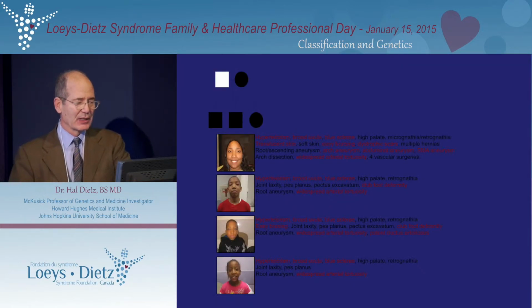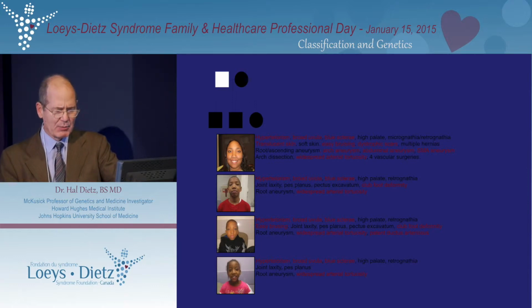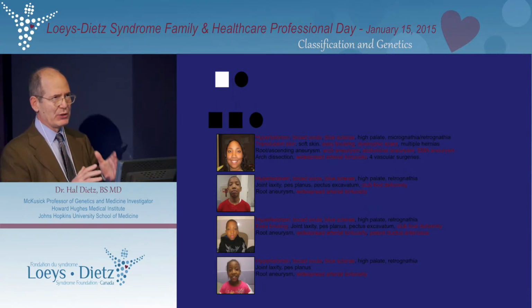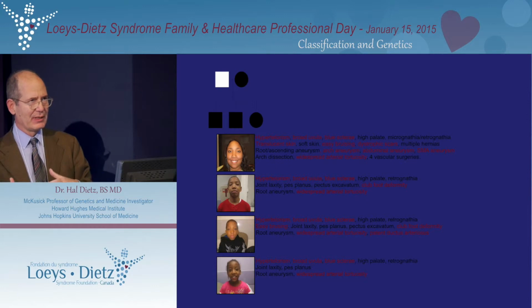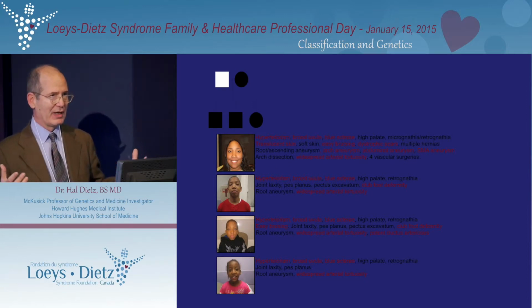Finally, the last family has extreme craniofacial, skeletal, vascular, club foot deformity, virtually the classic Loeys-Dietz syndrome phenotype. So I think it's a really interesting question. Why is the same mutation playing out differently in different people in the same family and also between families?